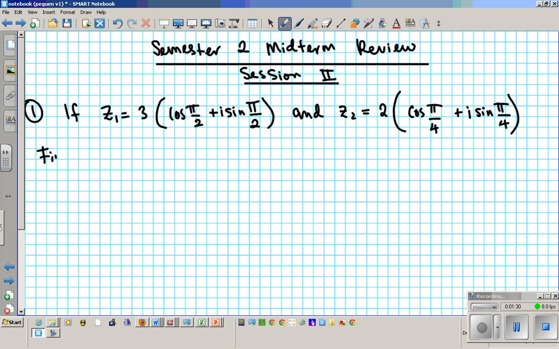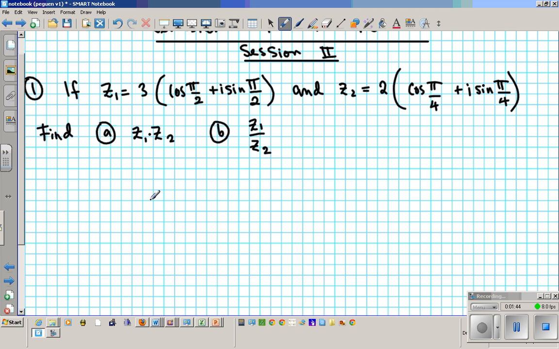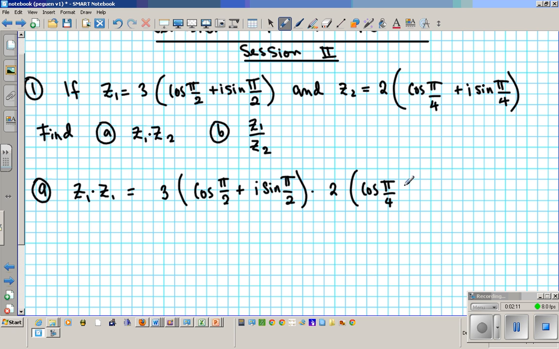Find A, Z1 dot Z2, and B, Z1 over Z2. Okay? Alright, let's take a look at the first part, A, Z1 dot Z2. Z1 dot Z2 is just a product of these two vectors, right? So we're going to have 3 cosine pi over 2 plus i sine pi over 2 multiplied by 2 cosine pi over 4 plus i sine pi over 4.